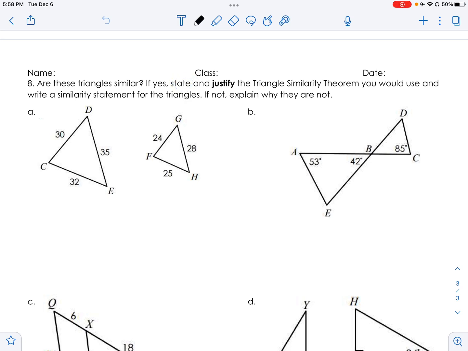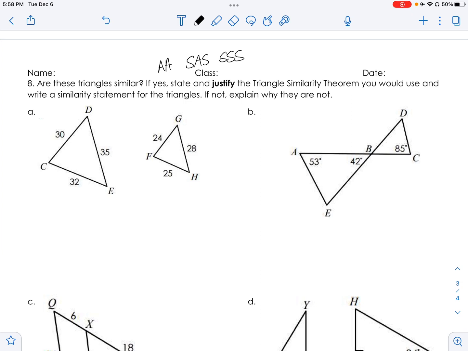So we can use angle-angle, side-angle-side, and side-side-side. Justify why we can use that. So list out the parts, whichever one is true, and the similarity statement. So triangle ABC is congruent to triangle, or similar, sorry, to XYZ.